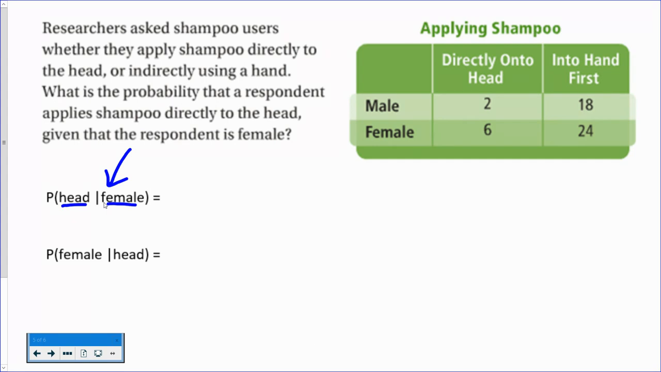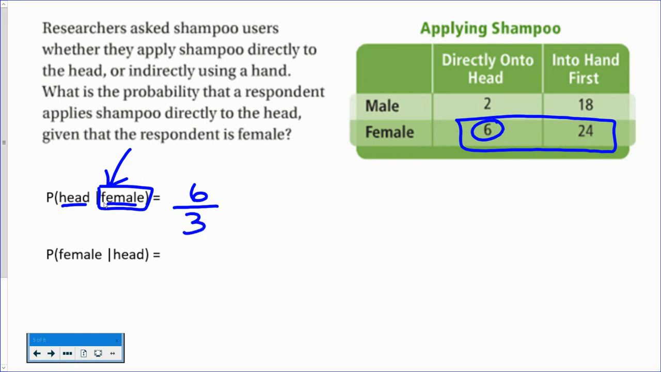So I'm finding both on top. How many females put it directly onto their head would be 6. And then it is out of all of the females. So 6 of the 6 plus 24 would be 30 females in this little research study here. So that would come out to be 1/5 or 20% or 0.2 as a decimal.